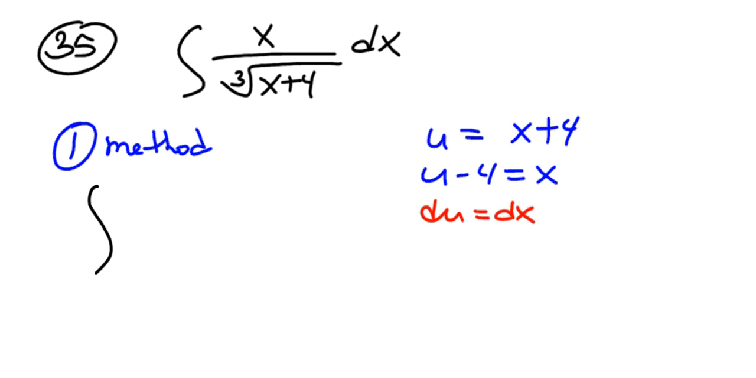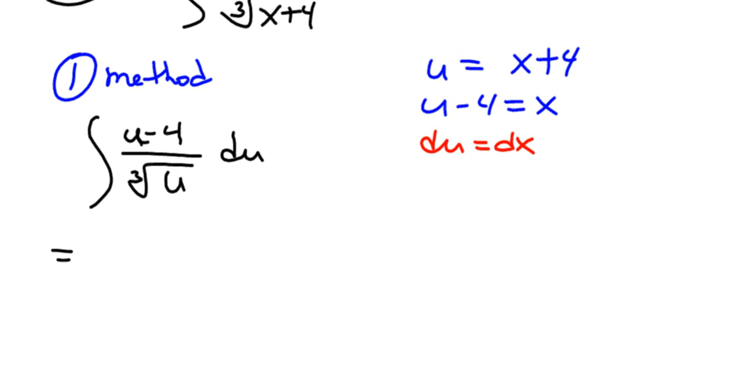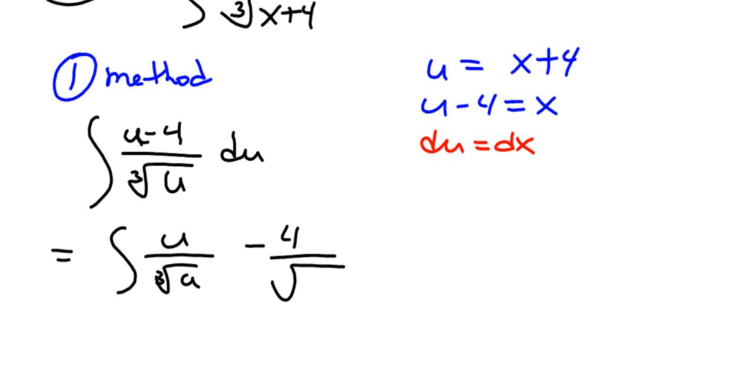So when I go and do my substitution, I have du for the dx. I have the cube root of u. And then for the numerator, I'm replacing x with u minus 4. So now I can try and deal with this one. And what I'm going to do is separate this into two different parts of my equation here. Oops, cube root of u. And then this will be du.